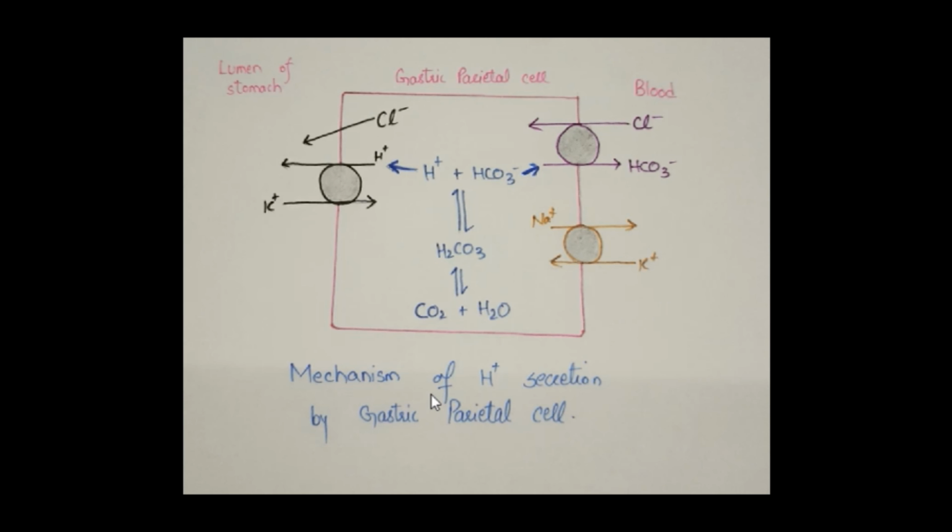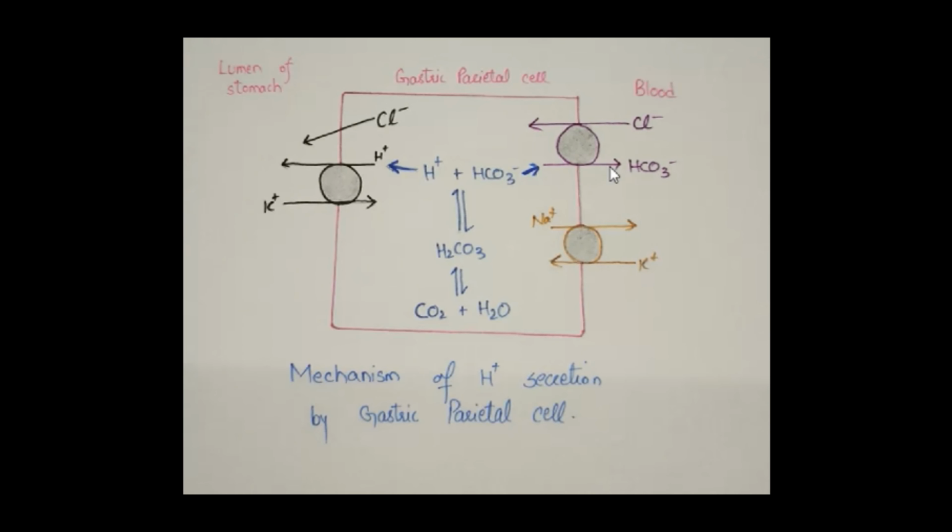So now we will talk about the mechanisms by which hydrogen ions and chloride ions are moved from the gastric parietal cell towards the lumen of the stomach for the eventual production of hydrochloric acid. Within each gastric parietal cell, carbon dioxide combines with water to produce carbonic acid. This carbonic acid then dissociates into hydrogen and bicarbonate ions. Hydrogen ion is moved from the gastric parietal cell towards the lumen of the stomach by the hydrogen-potassium ATPase pump. Now, this pump also moves one potassium ion from the lumen of the stomach towards the gastric parietal cell.